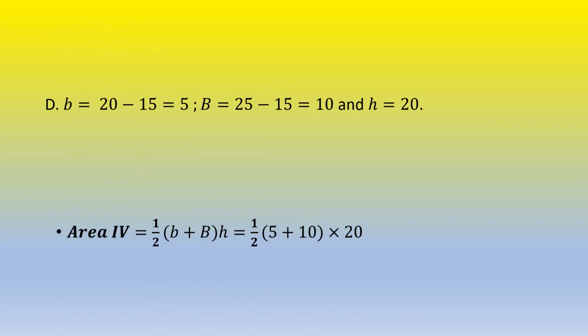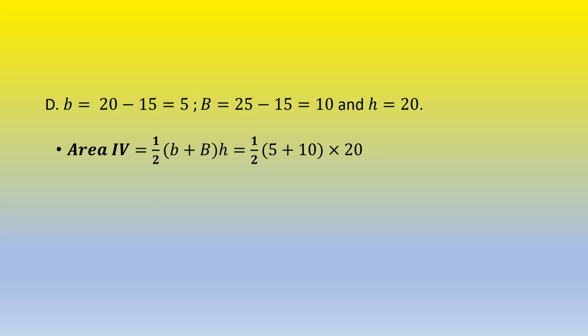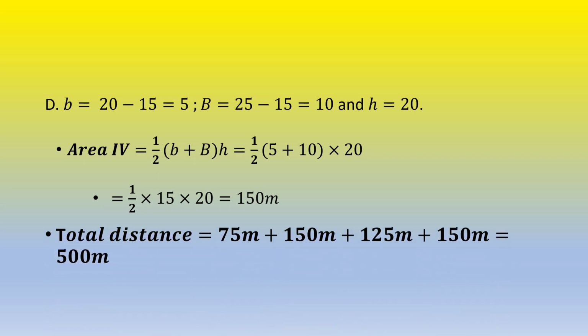D. Short base equals 20 minus 15 equals 5, larger base equals 25 minus 15 equals 10 and height equals 20. Area 4 equals 1 over 2 times (short base plus larger base) times height, equals 1 over 2 times (5 plus 10) times 20 equals 1 over 2 times 15 times 20 equals 150 meters. Total distance equals 75 plus 150 plus 125 plus 150 equals 500 meters.